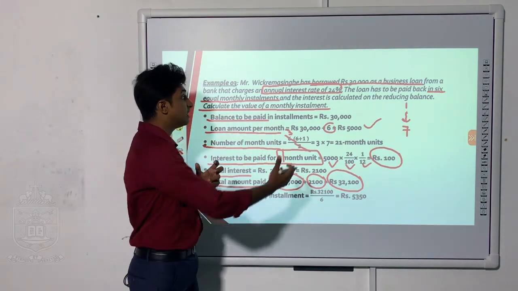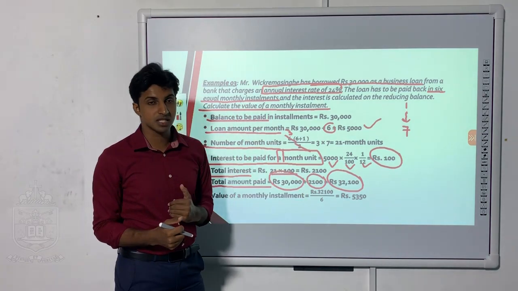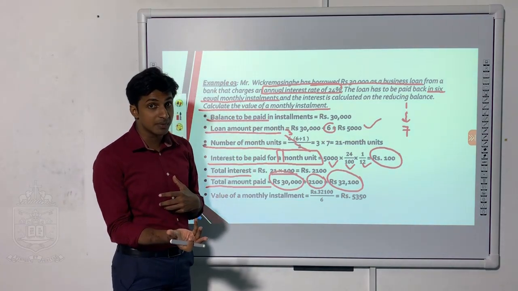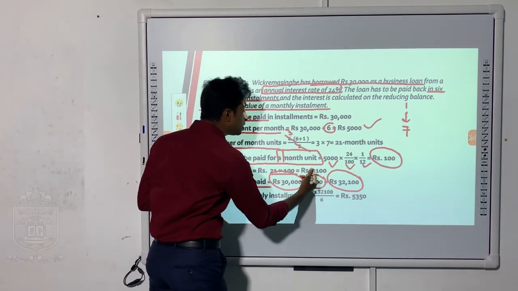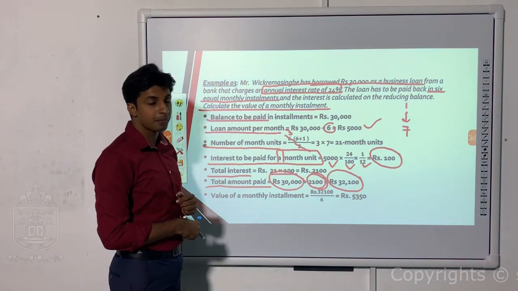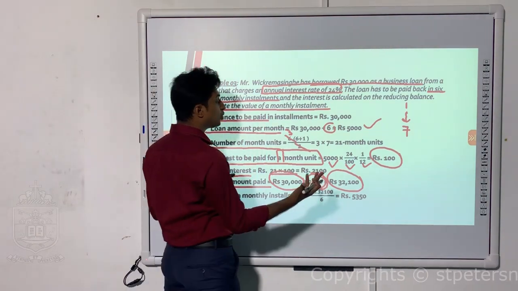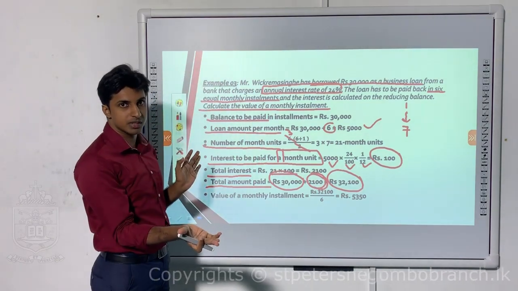30,000 was my balance at the very beginning, but I had to pay this through the hire purchase or reducing balance method. So when I was paying this through the reducing balance method, a total interest of 2,100 was added to my value. So now I have to pay a total amount of 32,100. That is for all the monthly installments.